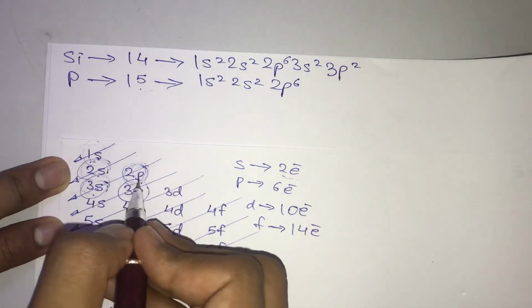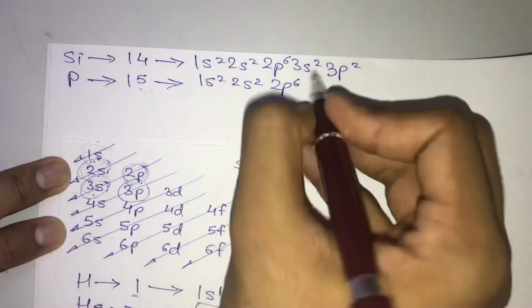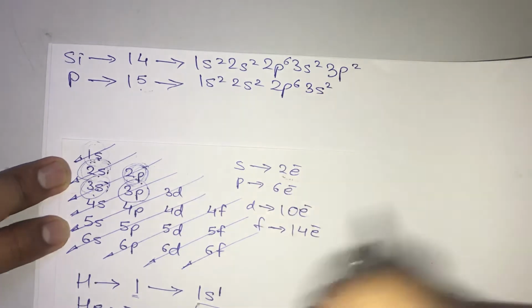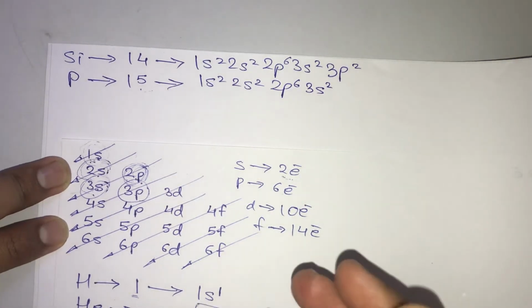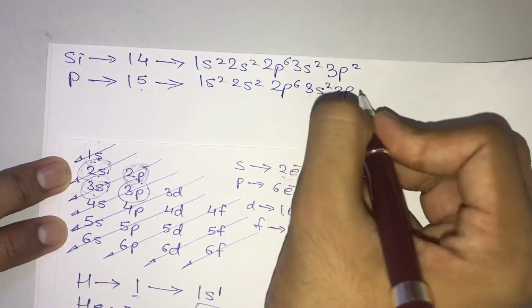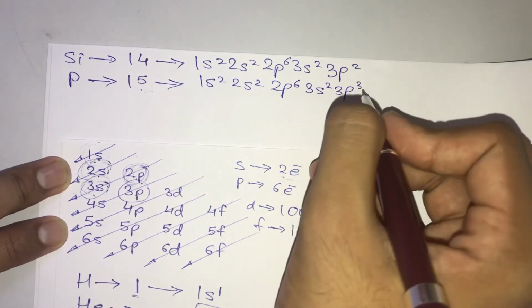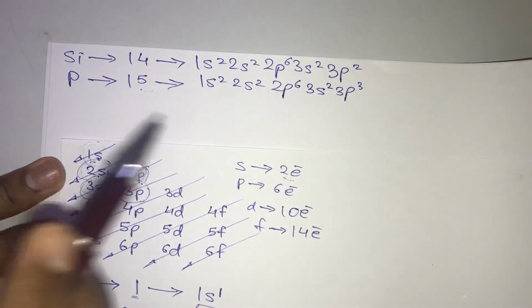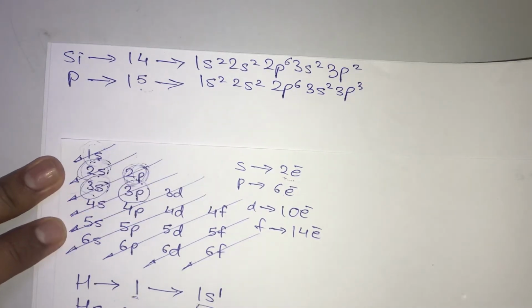So after 2p comes 3s. 3s cannot accommodate all 5, but it will take a maximum of 2 electrons. So we are left with next 3. So next 3 can be accommodated by 3p, which can accommodate a maximum of 6 electrons. So you can easily accommodate 3 electrons. Okay. So here we finish with half of the elements.